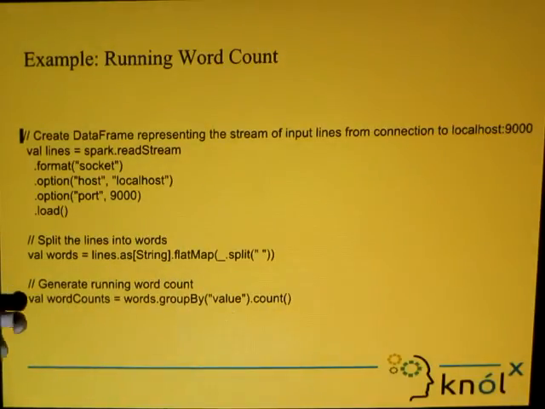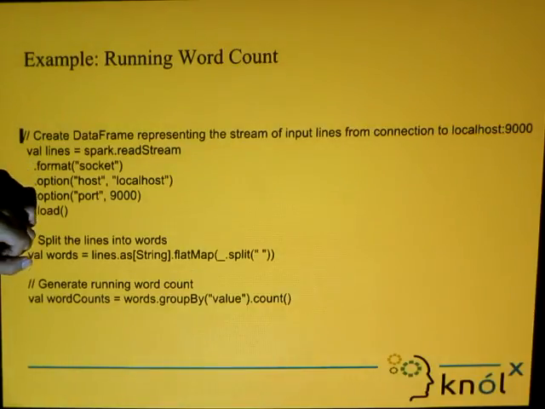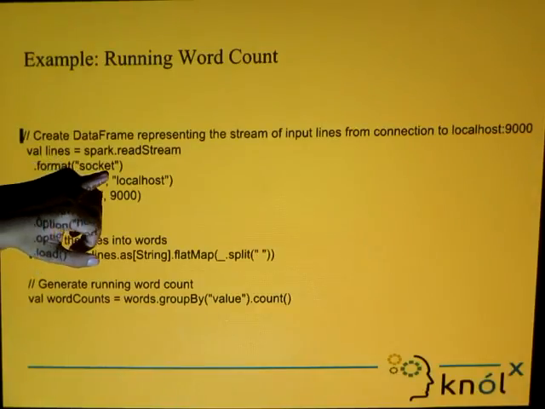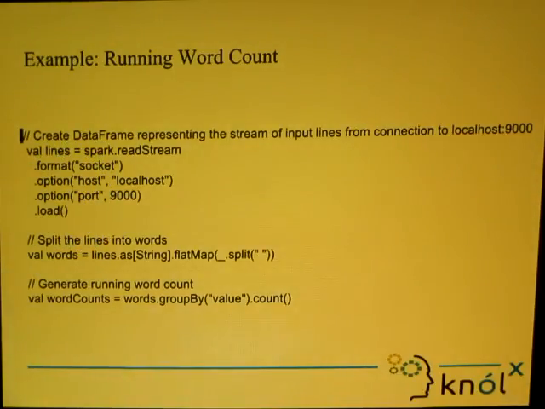So till this point we have defined only the transformation part of this streaming. Our receiver is defined as a format socket. Here we can have a Kafka source or any source stream like Parquet, JSON and text.